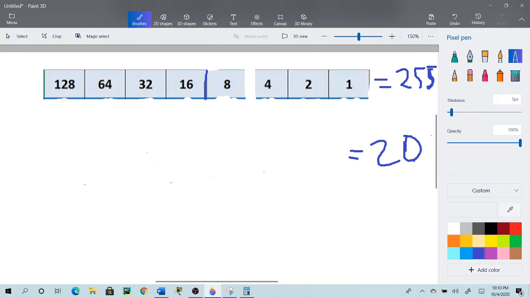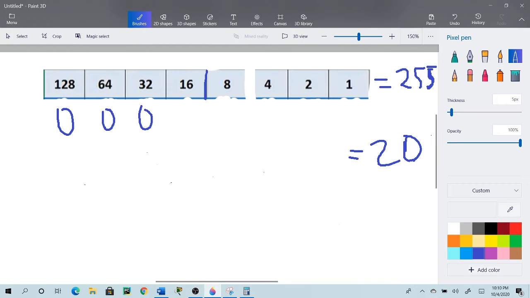In the same way as I was talking, without wasting time, do we need 128 if we are looking for 20? No, because 128 is way higher than 20, so you put 0. Do we need 64? No. So you write 0 there. Do we need 32? Definitely not. 32 is still greater than 20. You write 0.